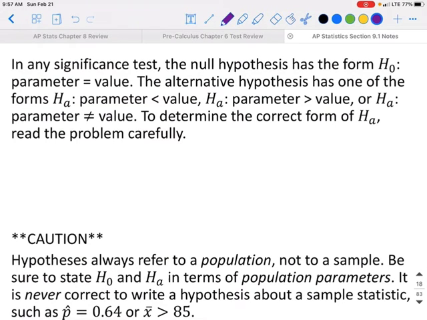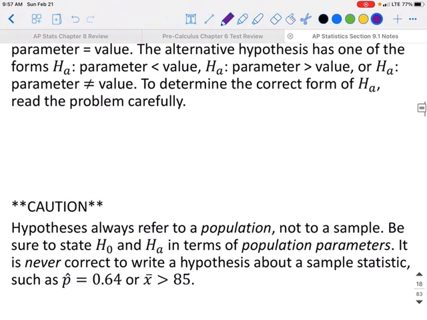In any significance test, the null hypothesis has the form H sub 0: parameter equals whatever your value is. The alternative hypothesis has one of the following forms. It can be our parameter is less than the value, our parameter is greater than the value, or the parameter does not equal the value. To determine the correct form of the alternative hypothesis, read the problem very carefully.